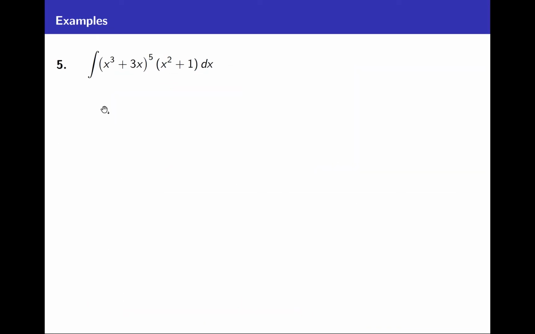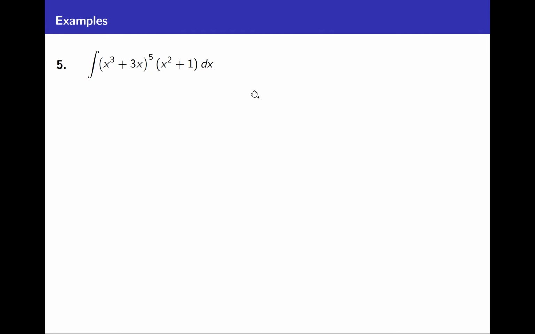This next example has a little bit of a twist, so pay close attention. The integral of (x cubed plus 3x) to the power of 5 times (x squared plus 1) dx. A complicated integral that doesn't match any familiar integration rule. So we're going to see if we can use substitution to convert this to a simple integral that we do have a rule for.